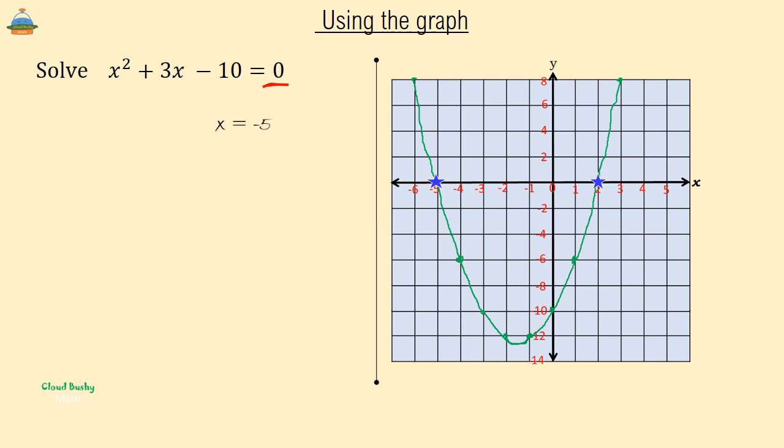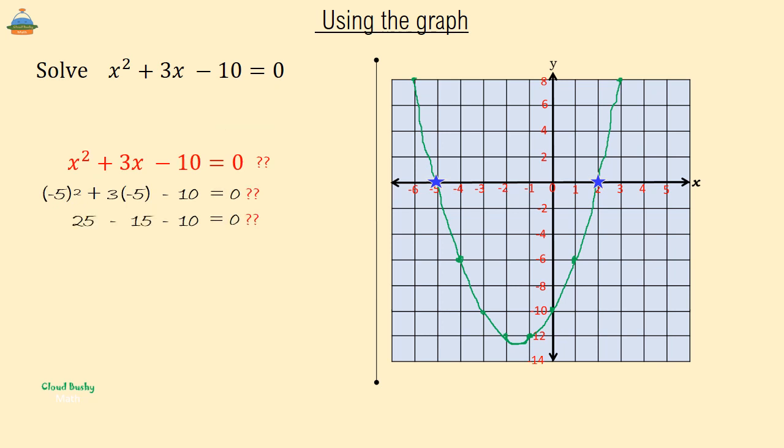So if we plug in negative 5 into this expression, we are going to get a 0. Let's check that. Negative 5 squared plus 3 by negative 5 minus 10 should give us a 0. So we have 25, we subtract 15, that is 10, we subtract 10, that's a 0. So on the left hand side, we have 0, on the right hand side, we have 0. Awesome.